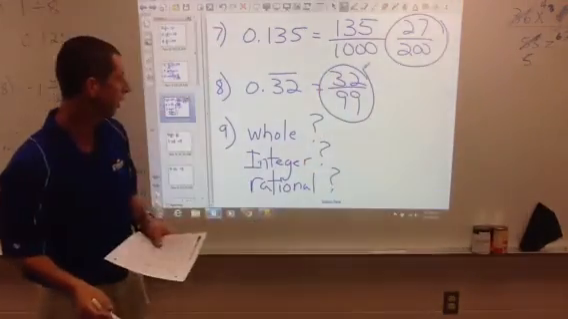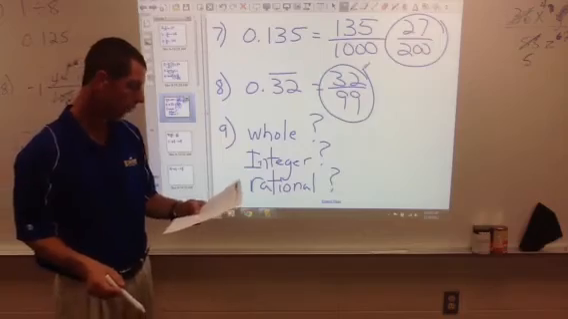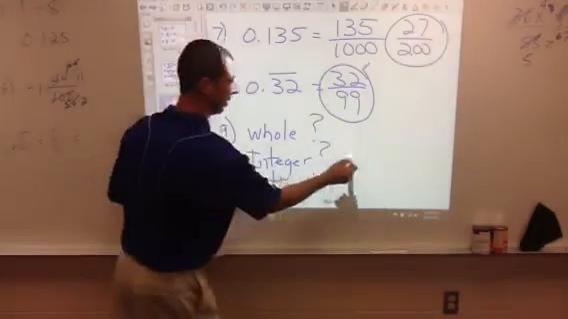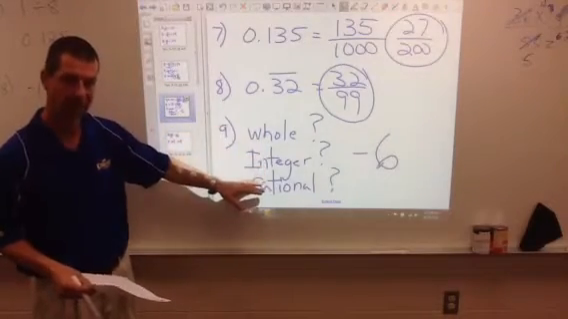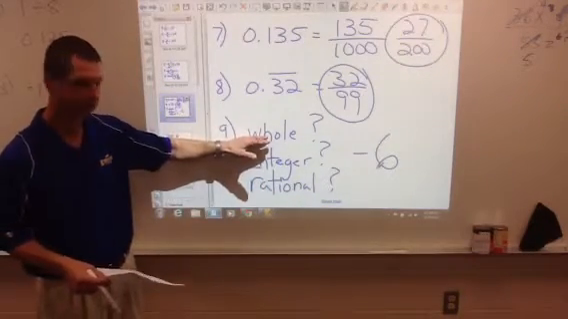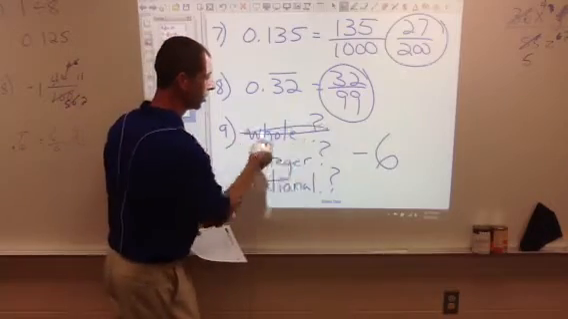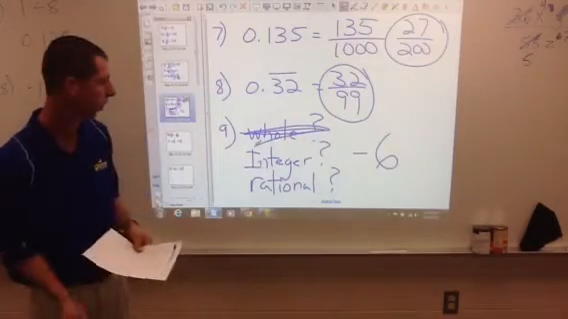So check that. Okay, number 9, you had to take negative 6, and you had to say, okay, which one of these does it belong? What set? Okay, is it a whole number? It's not a whole number because whole numbers are 0, 1, 2, 3, 4, so on and so forth.